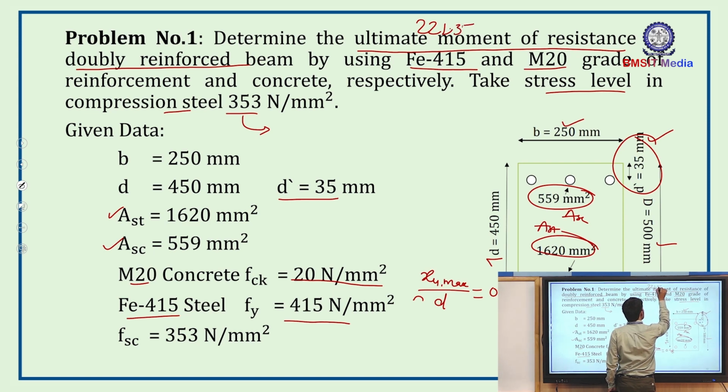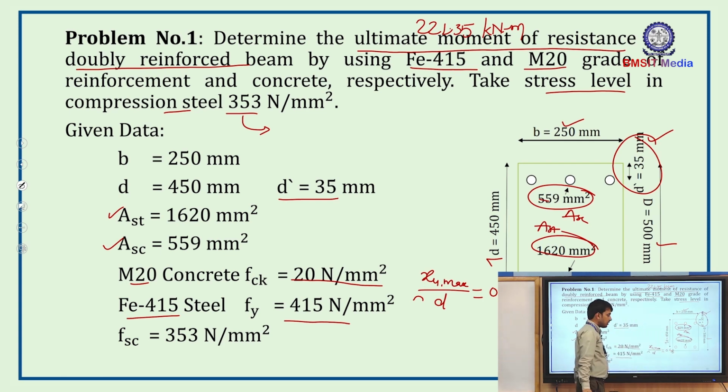221.35 or 25 something, kilonewton into meter. Okay, for what? For this section in which ASC is 559 mm square, AST is 1620 mm square, width is 250 mm, small d is 450 mm, capital D is 500 mm. Okay, so this is how we have to do it.